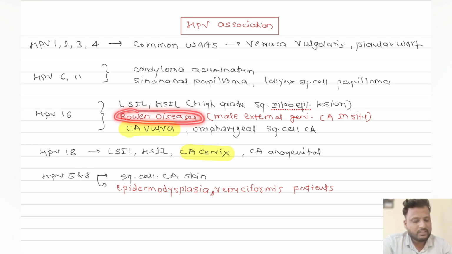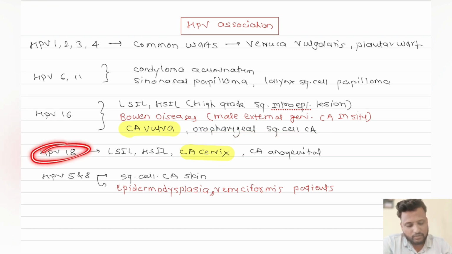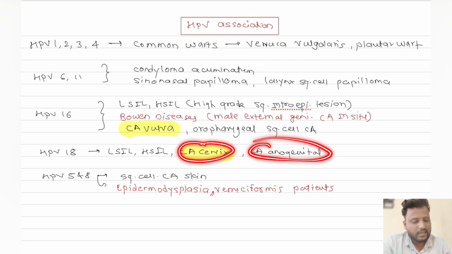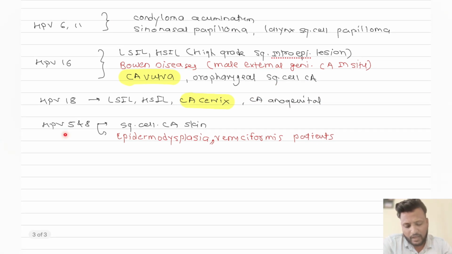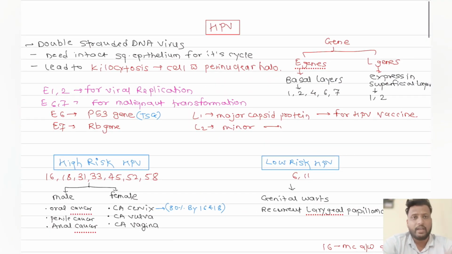This HPV 16 is associated with low grade squamous intraepithelial lesion, high grade squamous intraepithelial lesion, and Bowen's disease. What is Bowen's disease? It is the carcinoma in situ of the male external genitalia. This is associated with vulval cancer, oropharyngeal squamous cell cancer. This 18 is associated again with high grade squamous intraepithelial lesion, low grade squamous intraepithelial lesion, CA cervix and CA anogenital. Now 5 and 8 are associated with squamous cell carcinoma of the skin, epidermodysplasia verruciformis patients. So this is about the HPV, all you need for your examination purpose and day-to-day life.